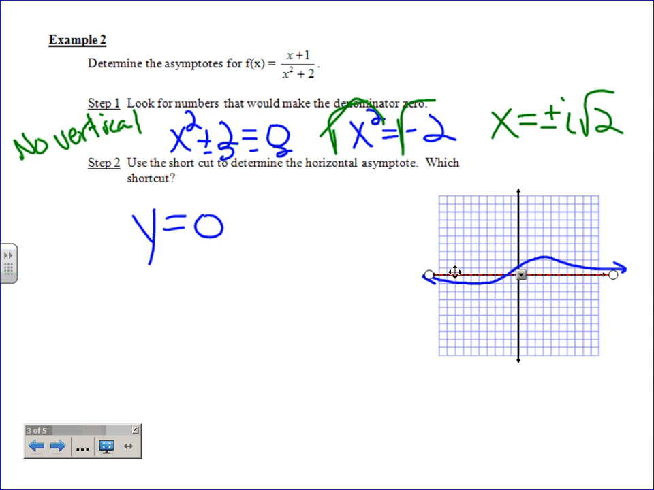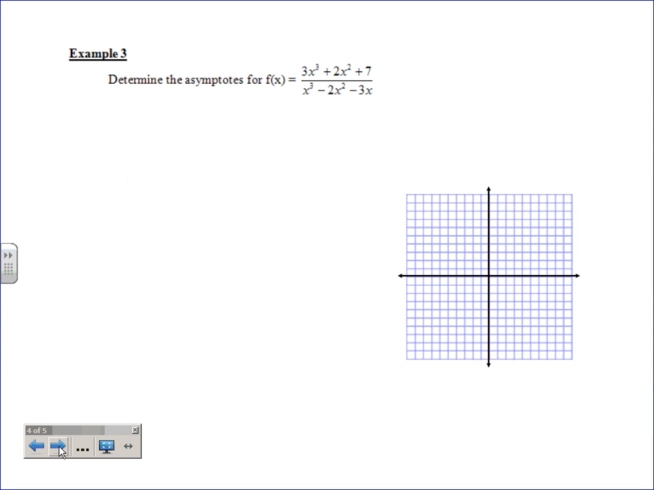Okay? So questions on that little difference there? All right. Now that we got that out of the way, let's go do this one.